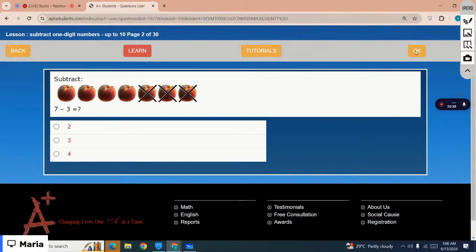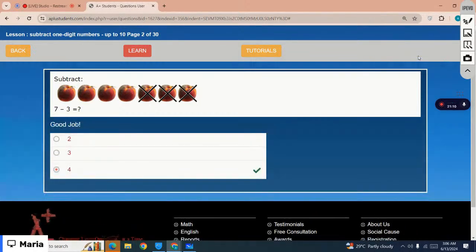Subtract 7 take away 3. So, which is the correct option? You have total 7 of the peaches, right? 3 of them are crossed. How many are you left with? 7 take away 3 equals 4. You have to count the ones that are not crossed. They are 4. 1, 2, 3, 4. So the correct option is 4. 7 take away 3 is 4.